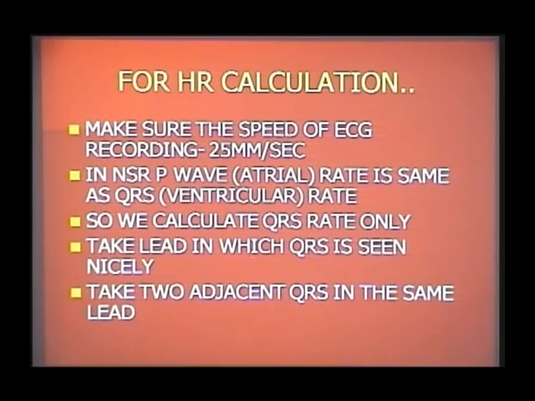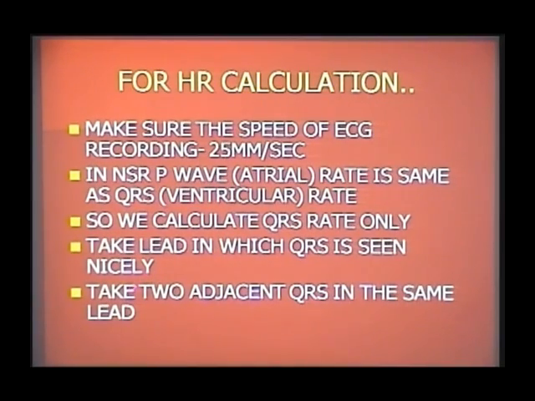Take the lead in which the QRS is seen nicely. So don't take a lead in which you have to see the QRS with a binocular or a lens or a microscope. So in 12 leads, in whichever lead you are seeing the QRS, it may be tall, upright, or negative, doesn't matter, but nicely seen QRS. So you have to select a lead in which the QRS is seen nicely.